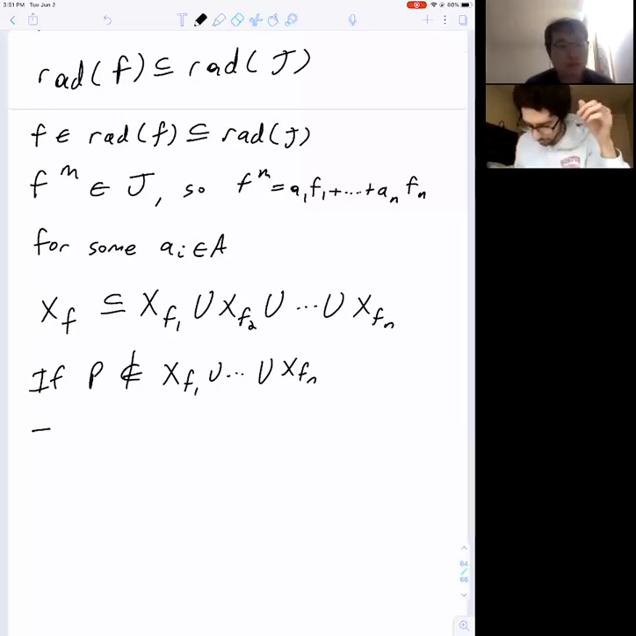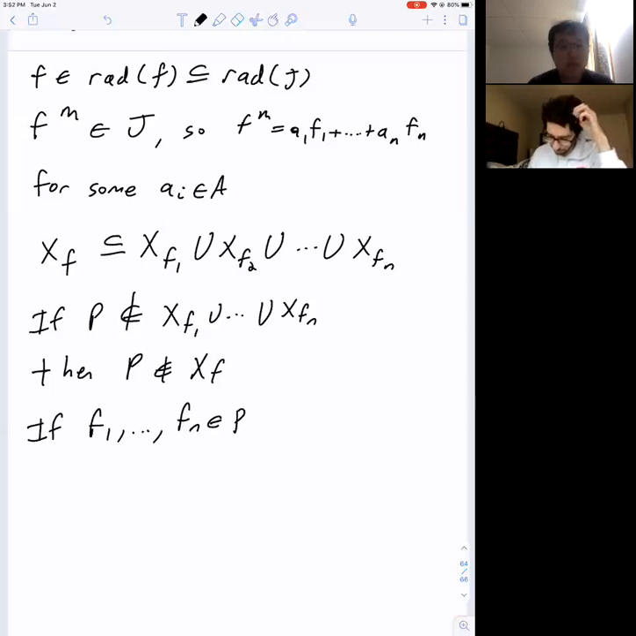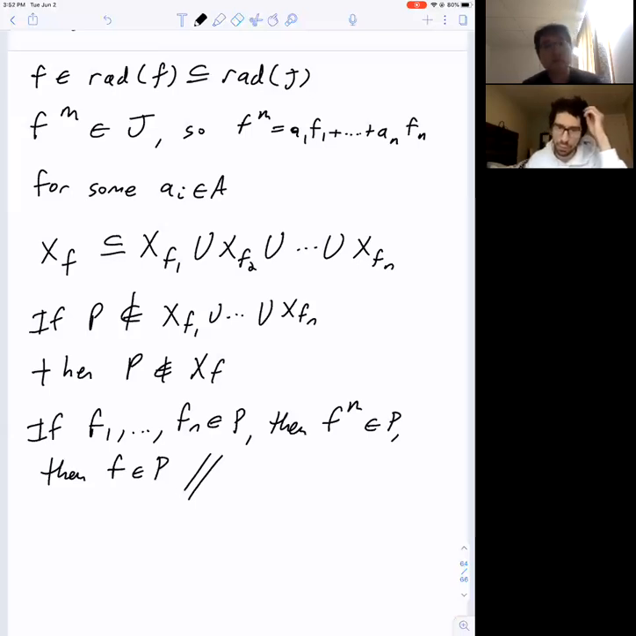So this is clear because if P is not in that union, that means all the F_i's are in P. These finitely many F_i's, they're in P. And so that means that F to the m is in P, and because P is prime, then that means F is in P. And so we are done. So we have proved that from an infinite collection of open sets, we can find a finite subcollection that covers it.